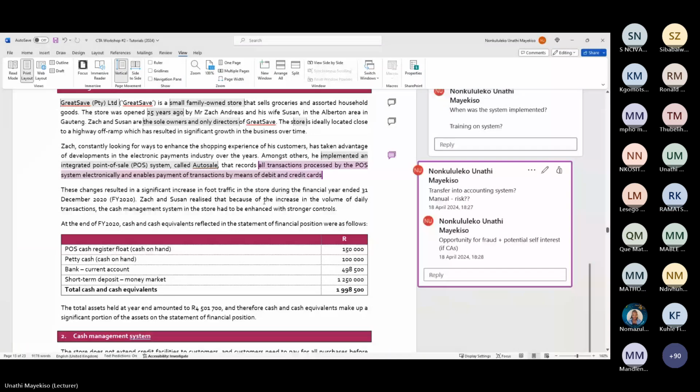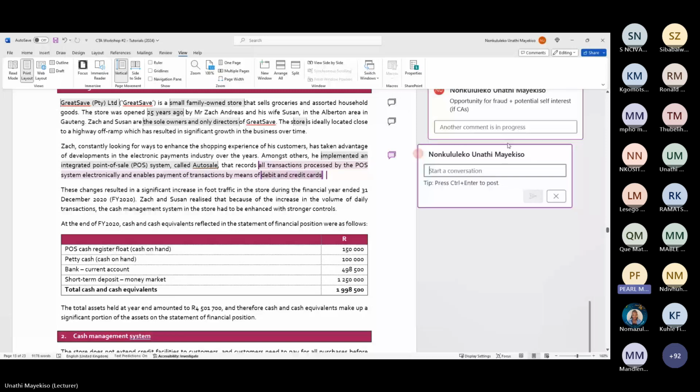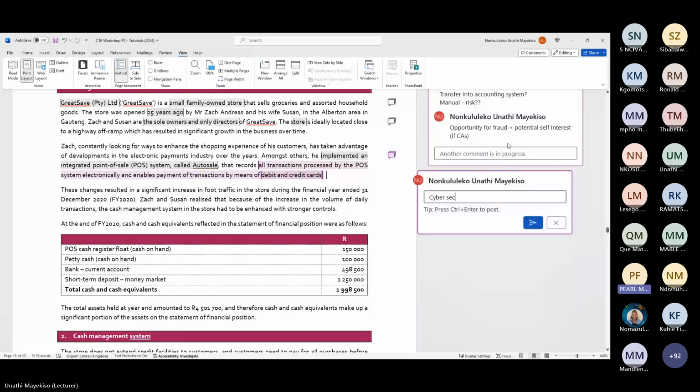I'm also concerned about the use of debit and credit cards to make payments. Does that system also store the client's information? Because that could create a lot of cyber risk, ending up compromising clients' information. So what type of controls do they have in place for that? That's a beautiful one.